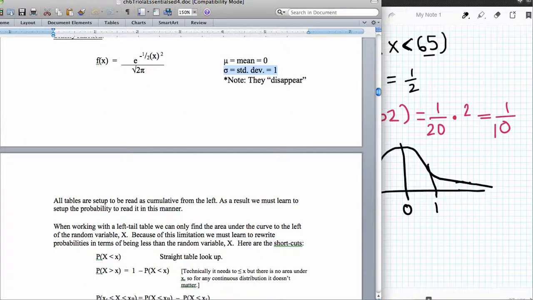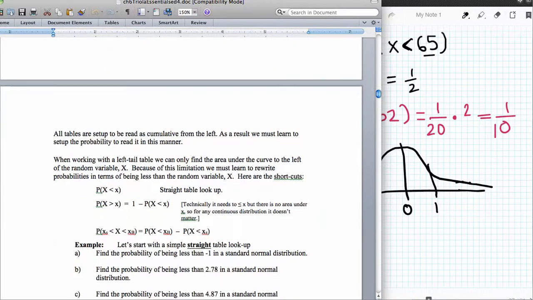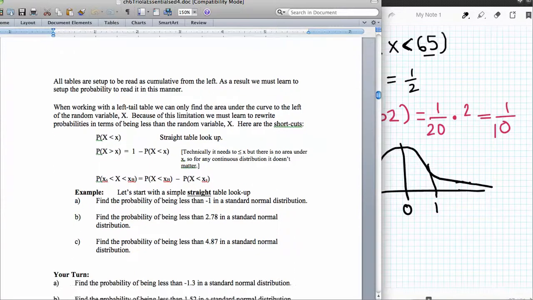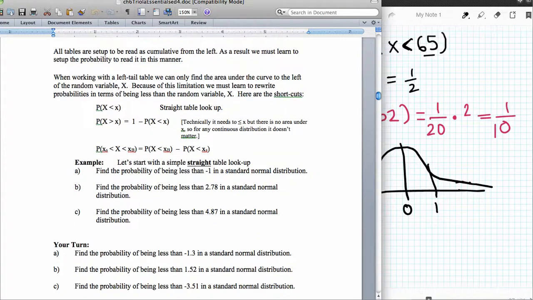So I'm going to work on just taking a look at using a table first, and then I have a little bit of calculator video in the playlist on this. So all tables are set up to be read as cumulative from the left, or most tables are, I should say. That's the most common type. So I'm going to go over and show us a standard normal table.